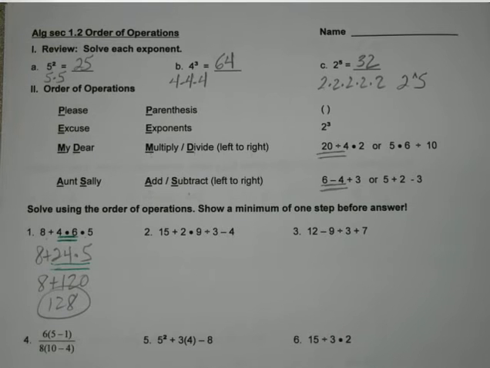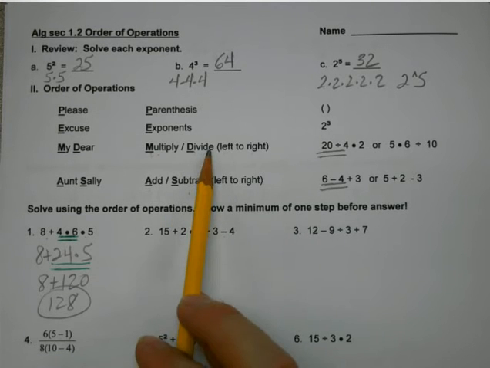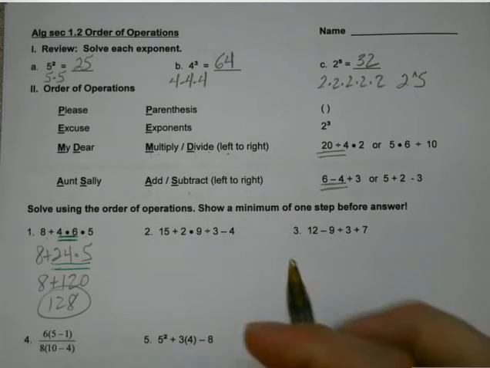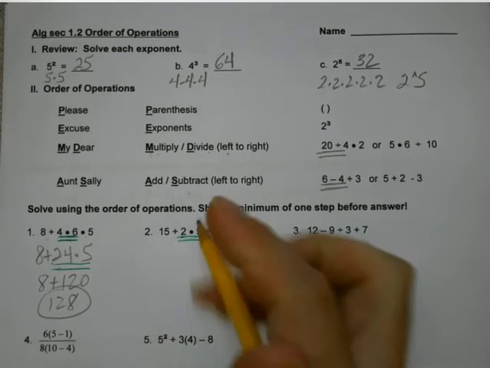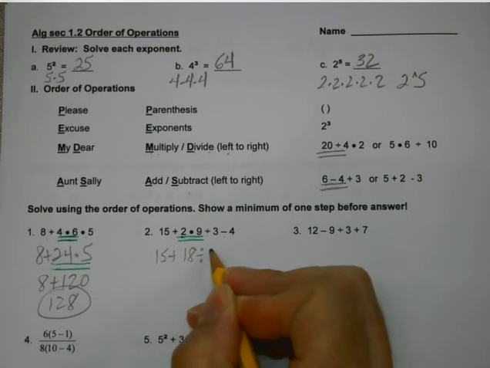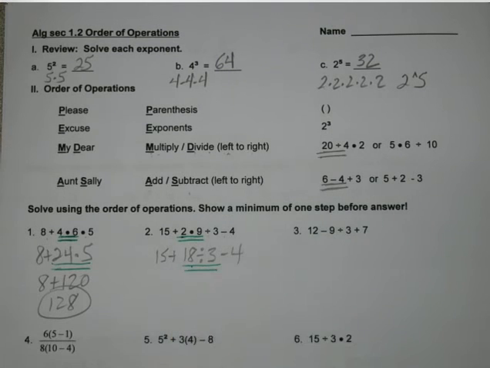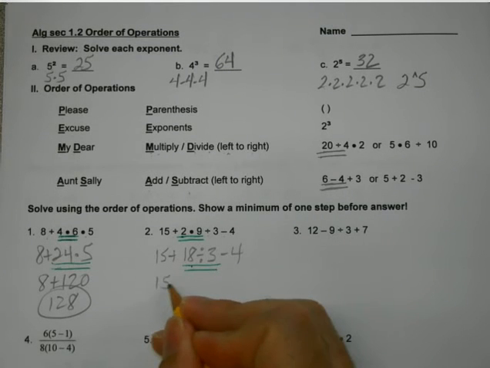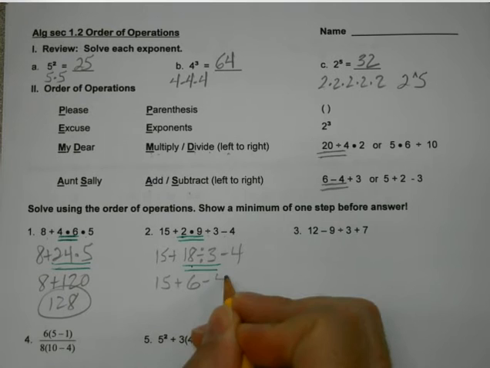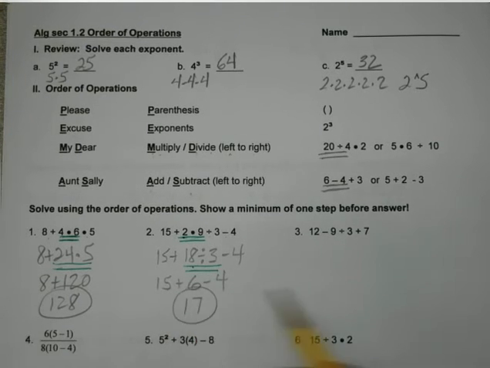Okay, next one, same idea. I have add, I have multiply, divide, subtract. Well, I know multiply and divide are together, so I go for the one that's furthest to the left. And again, if you get to a point that you can do a couple of steps at a time, that's okay. But you've got to be careful not to get sloppy, because if you go too fast, you're just going to have to go back and redo it, and then you're not really saving much time anyway. And then again, left to right. So 15 plus 6 is 21, minus 4 is 17.